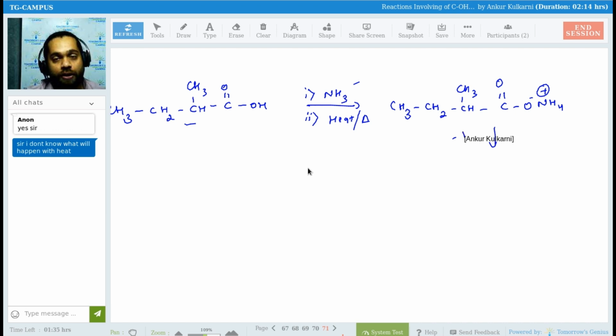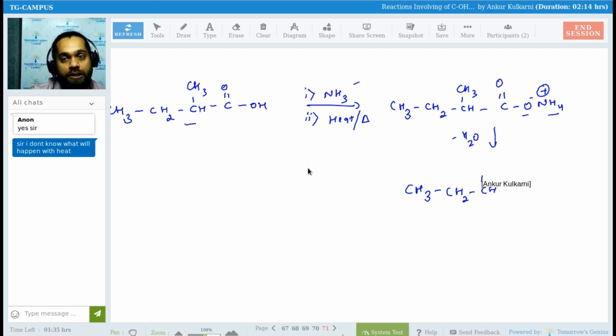Correct? Again, loss of water. Loss of water means what, Prashanti? H2 and O will be lost. So what I'll get? CH3, CH2, CH, CH3, C double bond O, and NH2. What will be the IUPAC name? Is the reaction clear, Prashanti?